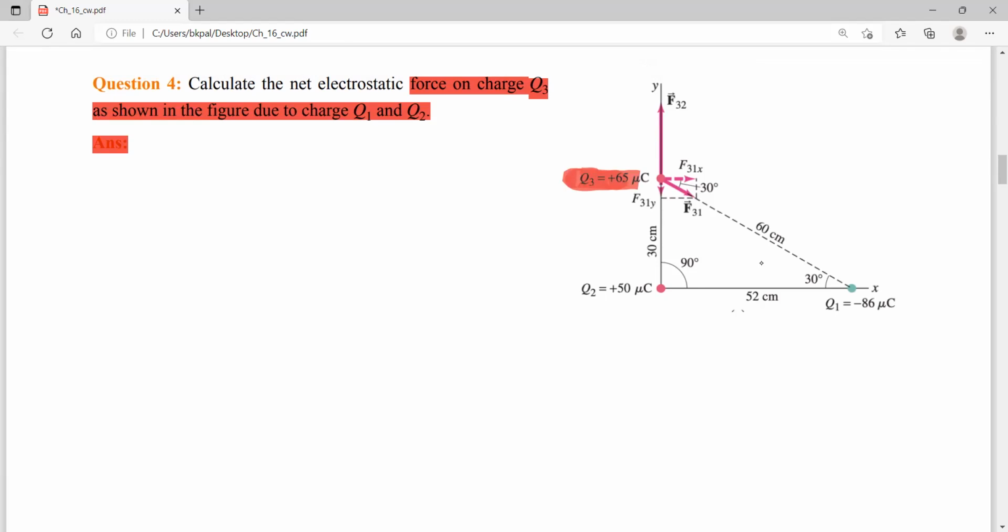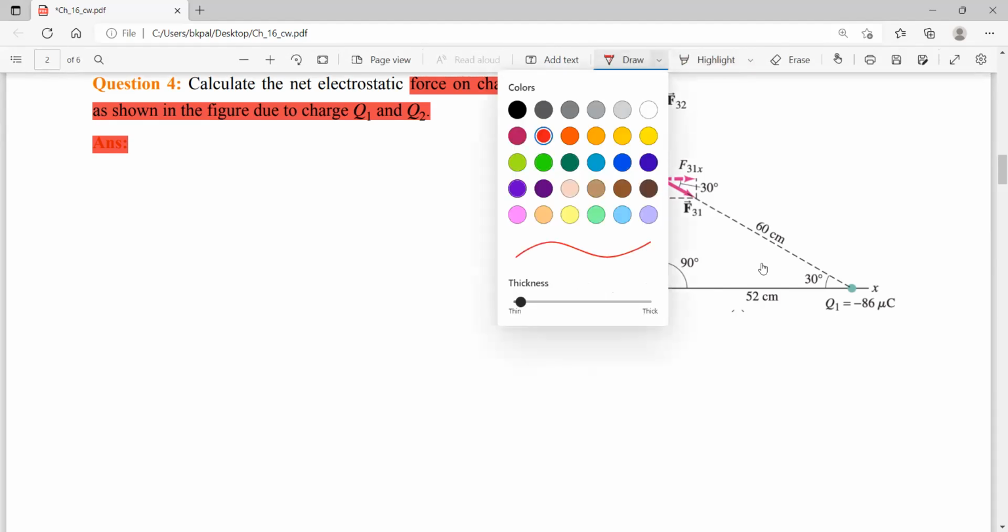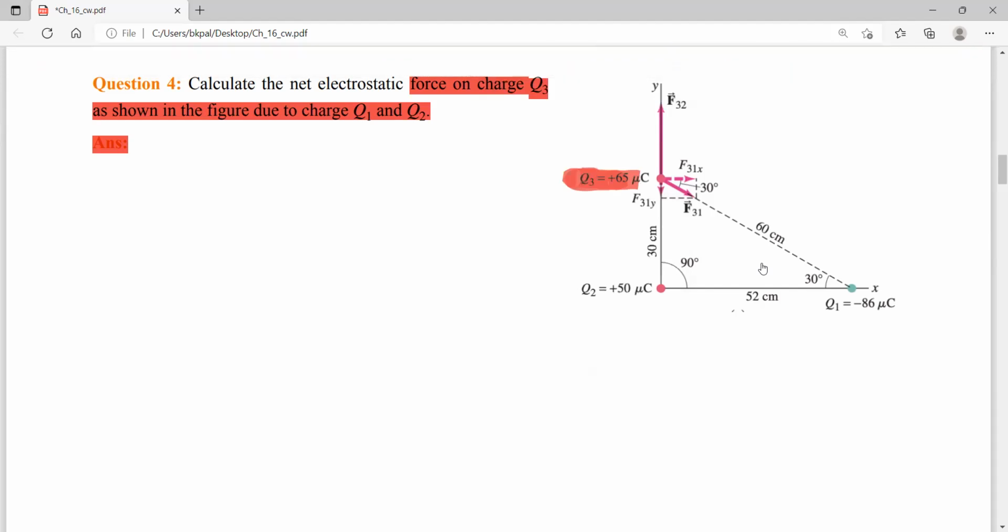All right. So we first have to determine the individual forces, and then we can add them using the vector rule. Okay, so let's try. First let's calculate F3 by 1. It will be K Q3 Q1 and then R31 square. K is 9 times 10 to the power 9 Newton meter square per Coulomb square.